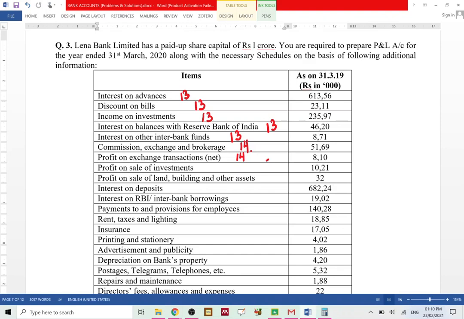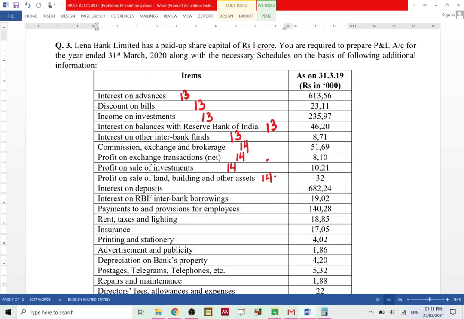Good. Profit on sale of investments is other income. Very good. Profit on sale of land, building, other assets. This will also be other income. Very good. So far we've got it, what incomes look like for a bank and which different schedules they will come under.